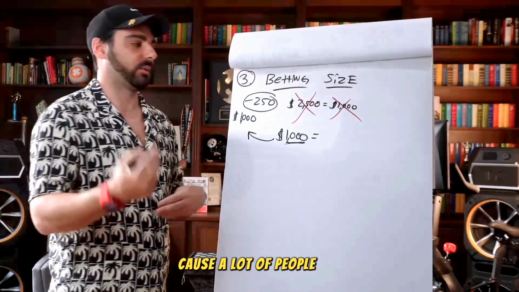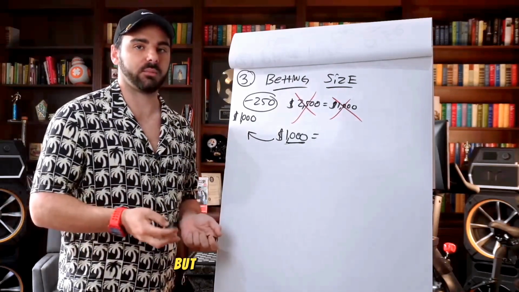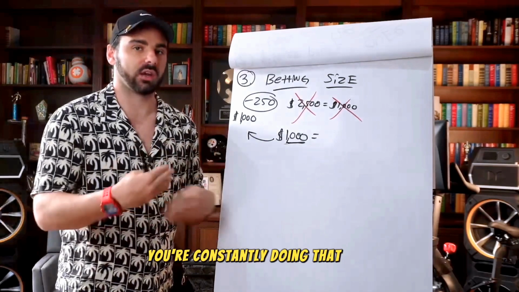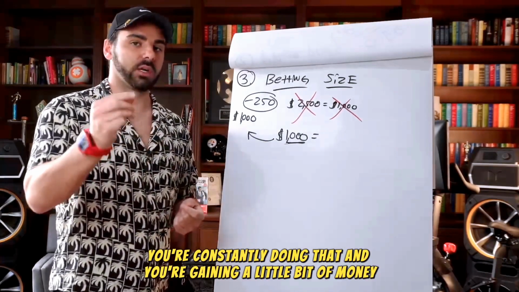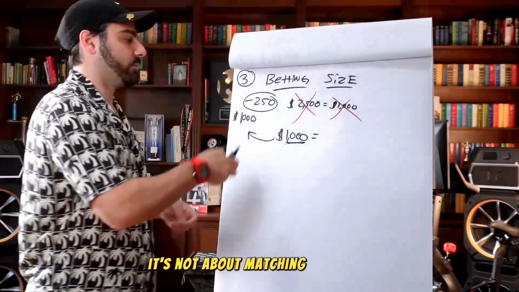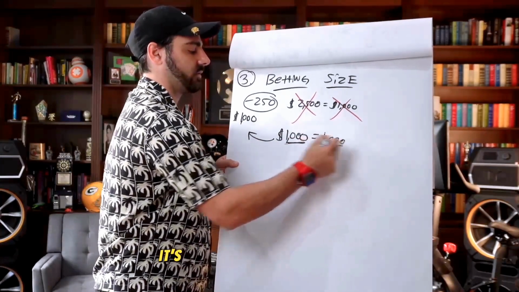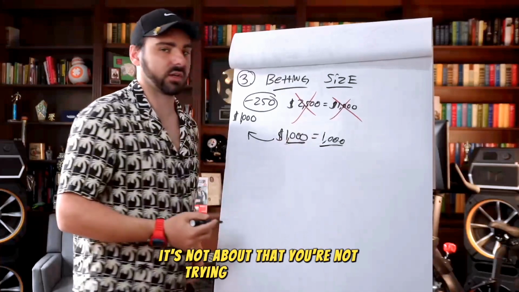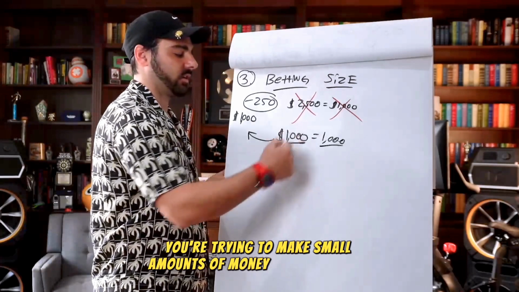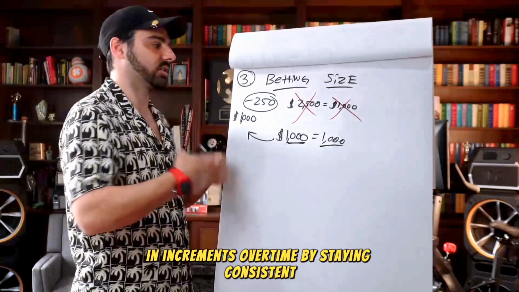Because a lot of people say, oh, when you lose one game, you got to win 3 to recoup it. Yeah, but if you're winning 80%, 75% of the time, you're constantly gaining a little bit of money. It's about gaining little bits of money. It's not about matching, putting in a $1,000 bet and winning $1,000. You're trying to make small amounts of money with your unit size in increments over time by staying consistent.